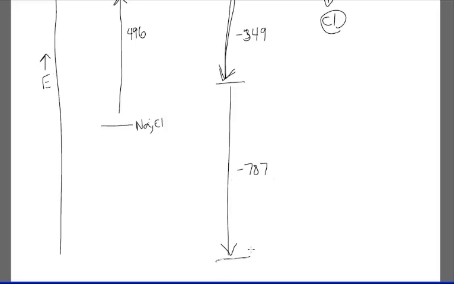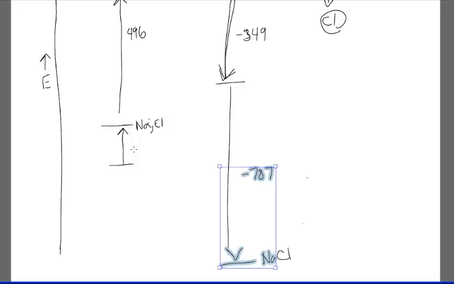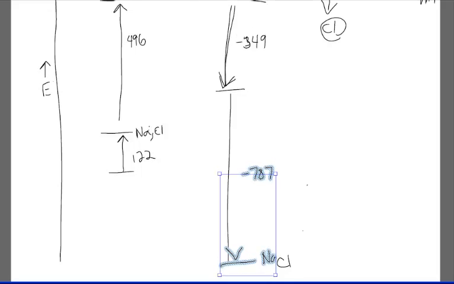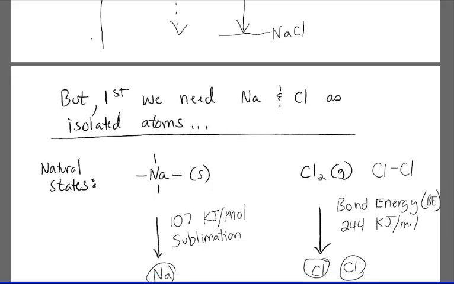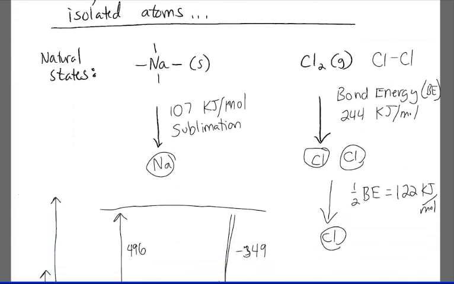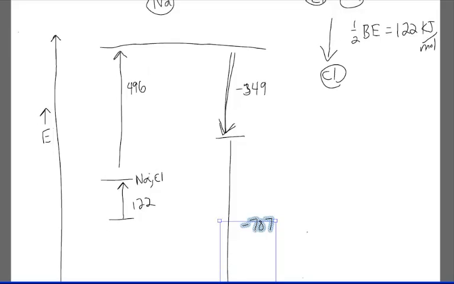This is what we had before, and we ended with sodium chloride. But what we need to add in then are the other two steps to form sodium atom and chlorine atom. So we'll add the step which is 122 kilojoules. If we go up, that was this one here, the half bond energy. And then the other one is 107 kilojoules for forming the sodium. Those are both positive, so they're up arrows.